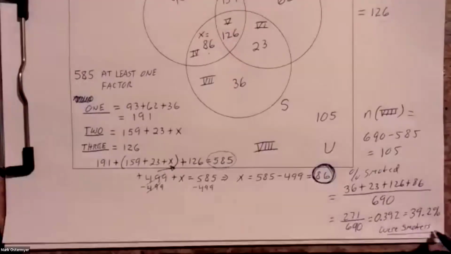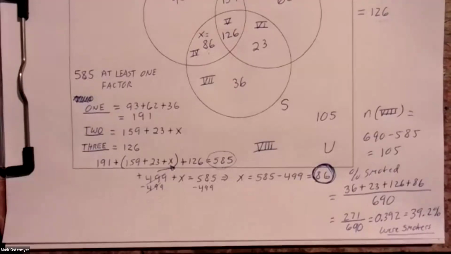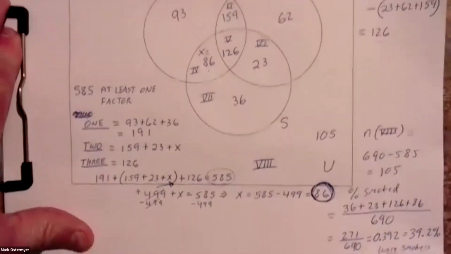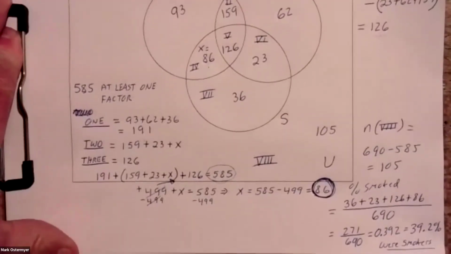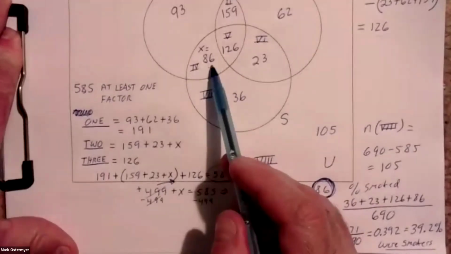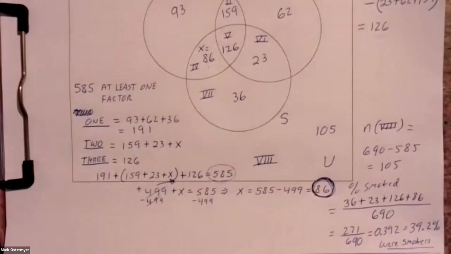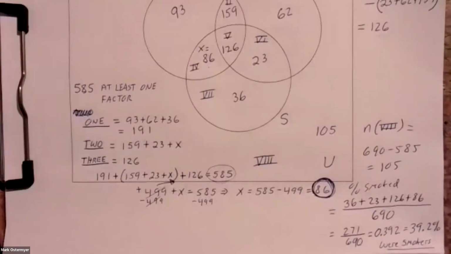Now, again, that was a challenging three-set Venn diagram because the wording got a little twisty in there with that 585 and trying to populate region four. I admit that was a twisty, windy road. I'm not going to give you one that's as tricky as this one. It's going to be a lot more straightforward. Okay.